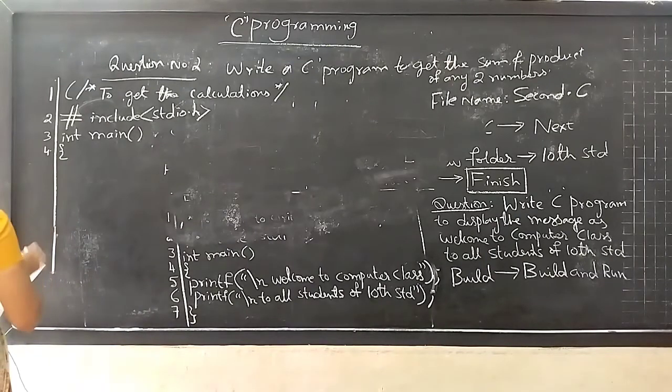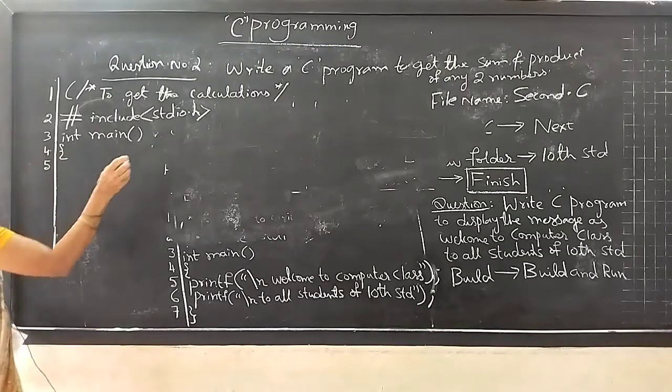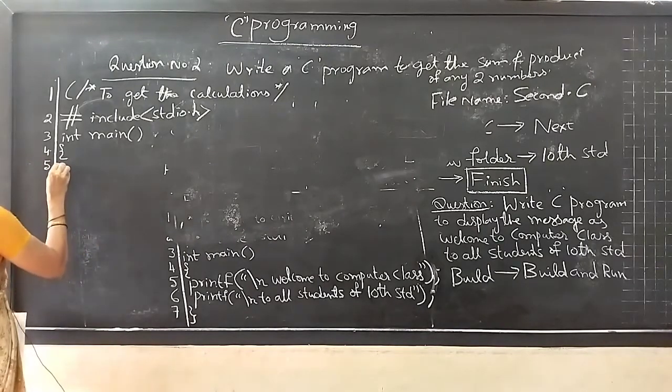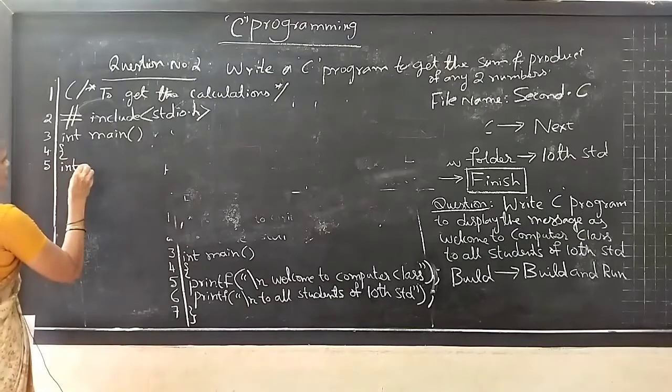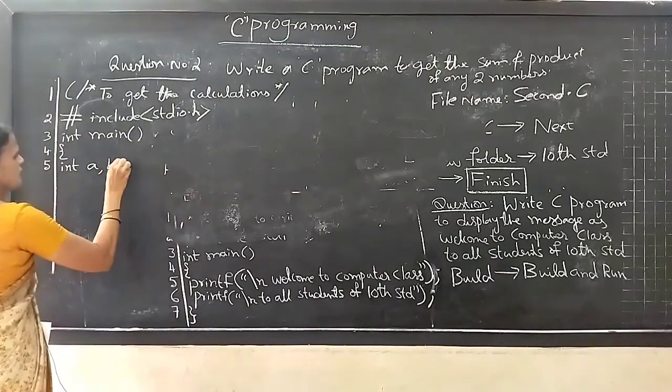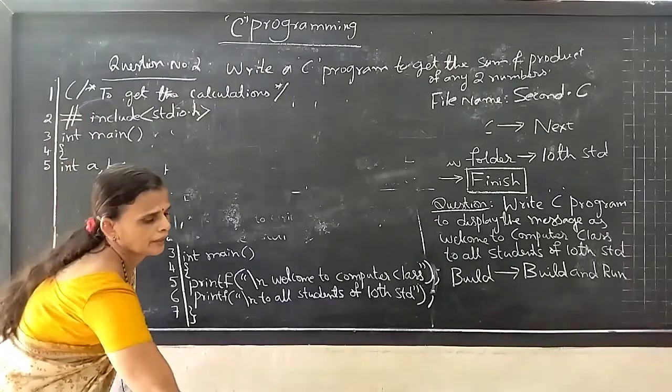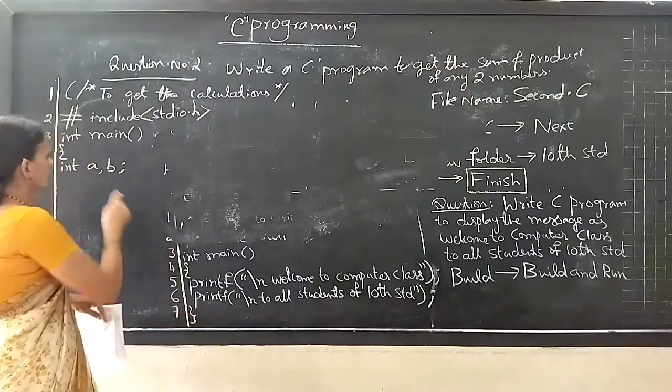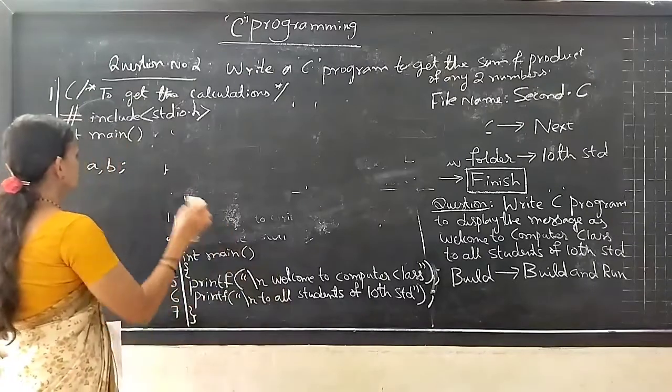Next, what you have to write? We have to declare the variables, two numbers. So, we can write int a, b, two variables. We can give any names among alphabets: a, b, x, y, p, q, anything.